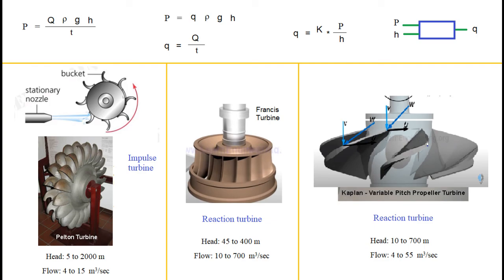Inlet water flowing around the Francis turbine is covered by circular tubes around the turbine, and water leaves the turbine in the axial direction. The last turbine that we see on the slide is the Kaplan turbine. The Kaplan turbine is similar to the Francis turbine in terms of water inlet and water outlet arrangements. Kaplan turbines work in the range of water head between 10 to 700 meters and flow rate in the range of 4 to 55 cubic meters per second. The Kaplan turbine has a facility of changing pitch to adjust flow rate inside the turbine. This is also in the category of reaction turbines.